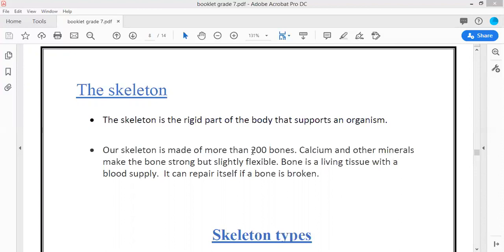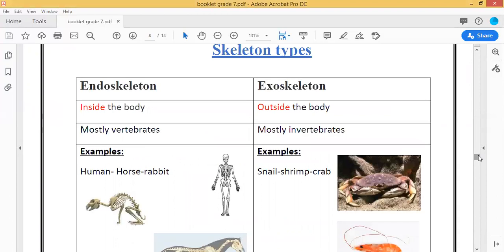Okay. Do you think that all of the living organisms have the same type of skeleton? Of course not, because not all of the living organisms are the same. We have vertebrates and invertebrates. So here, let us talk about the types of skeletal system. As you can see here, we have two types of skeleton, according to the location of the skeleton: endoskeleton and exoskeleton. The endoskeleton means that the skeleton will be inside the body. Exoskeleton, the skeleton will be outside the body.